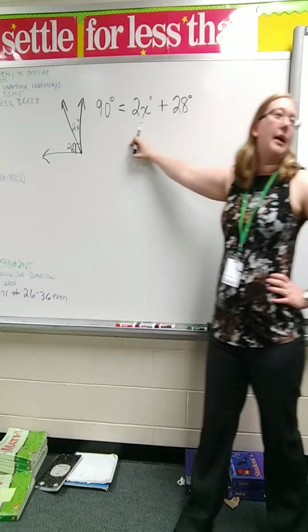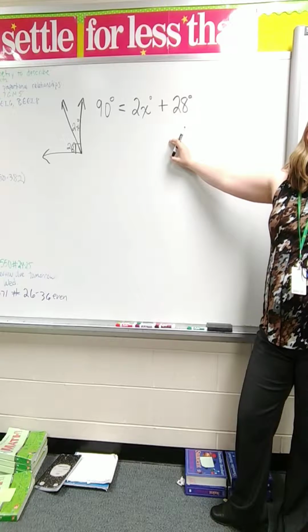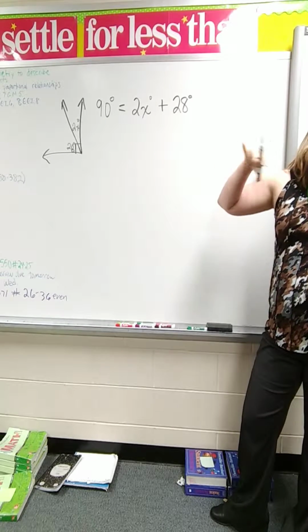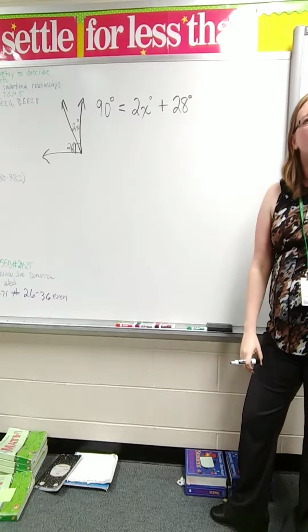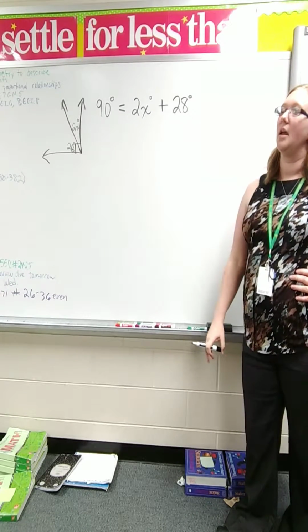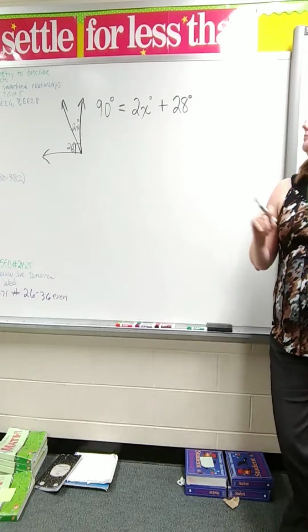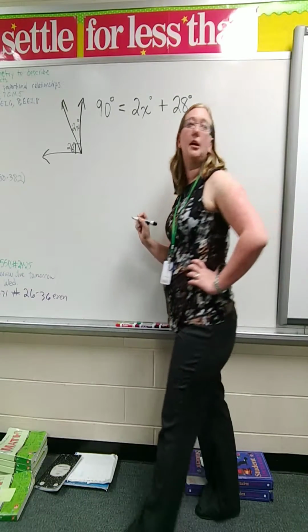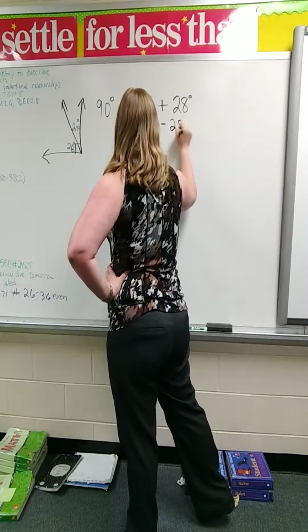This looks a whole lot like a two-step equation, doesn't it? So what's the first thing I have to do in a two-step equation? You have to divide. No, I will have to subtract 28 on each side. I'm going to subtract 28 on both sides. I got it right.